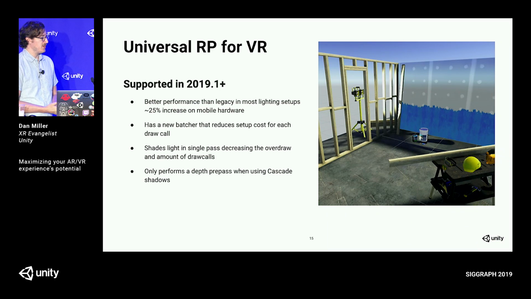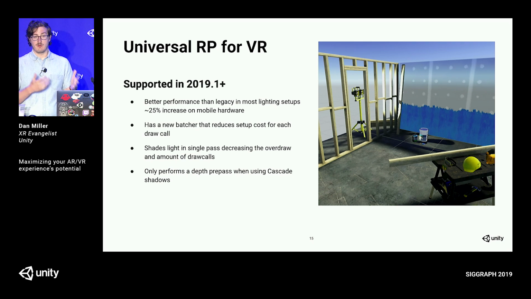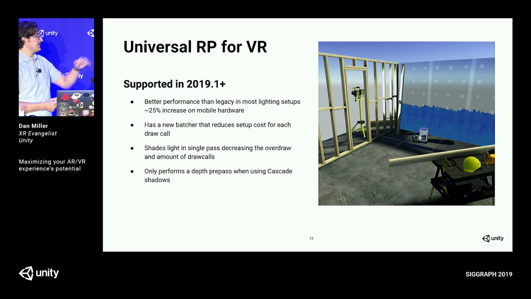Now, it is also supported in 2019 and above. And in the last benchmark tests we're getting against the legacy renderer to the Universal Render Pipeline, we're seeing an almost or greater than 25% increase in performance. And that's just out of the box with certain lighting setups and things like that. Now, there are some things to consider there.